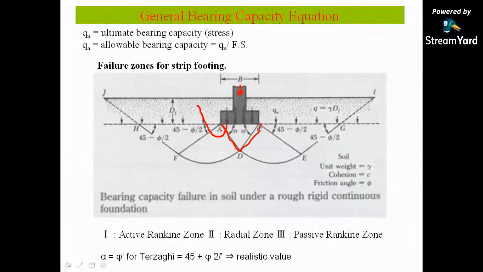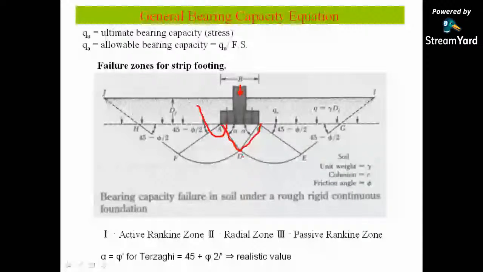If you give the names, this is A, this is D, E, H, and J. Here also C, D, E, G, and so for cohesion, friction angle is phi. This angle is your 45 minus phi by 2. This also 45 minus phi by 2. Corresponding, this angle will also be 45 minus phi by 2. Here also this will be 45 minus phi by 2. So is the ultimate bearing we need to calculate.